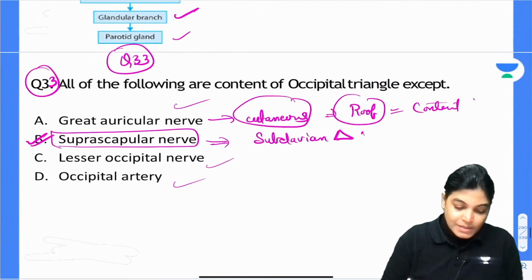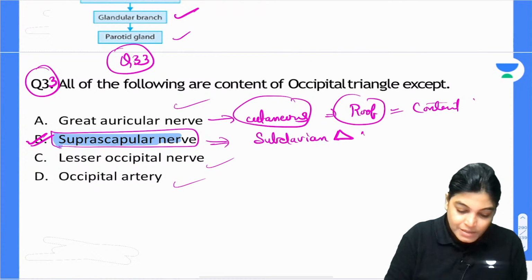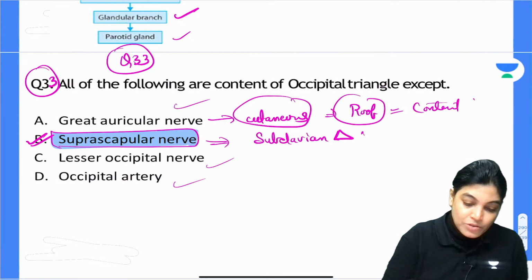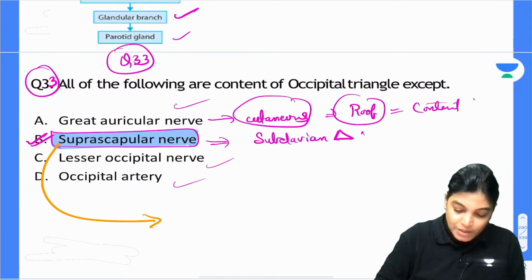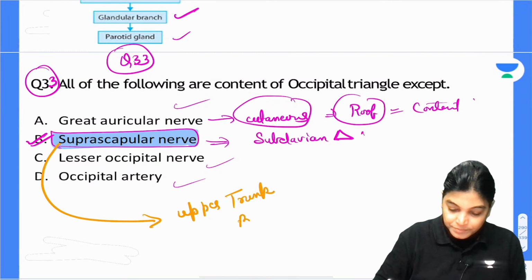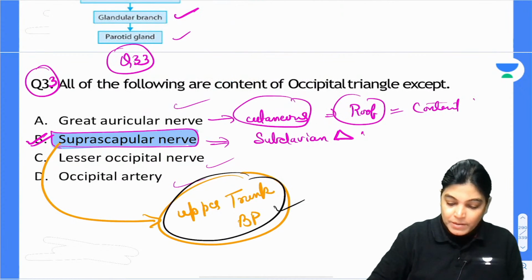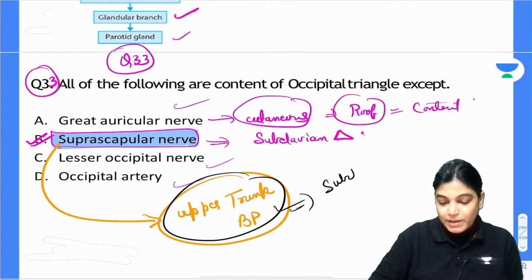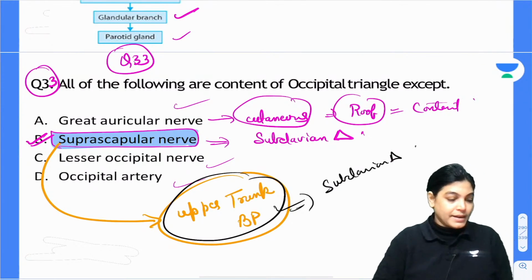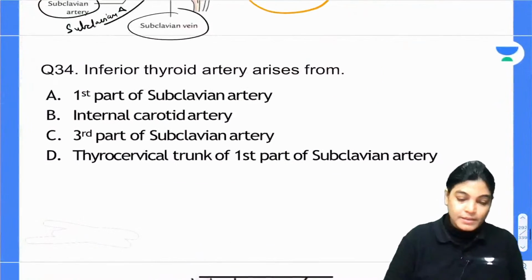See here, the suprascapular nerve was mentioned. Why is it wrong? You are absolutely knowing that the suprascapular nerve is a branch from which trunk? The upper trunk. So, we know that the suprascapular nerve is a branch from the upper trunk of brachial plexus, and the upper trunk of brachial plexus is the content of the subclavian triangle. So, we have got B as the right answer. Got it? Let us move on to the next question.